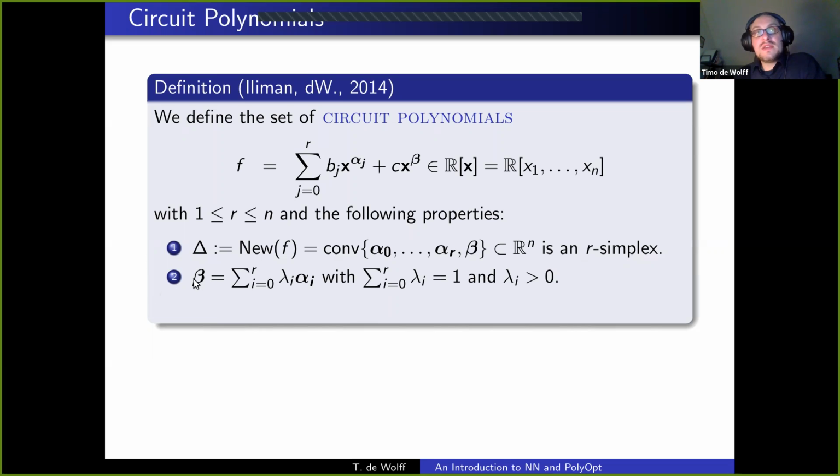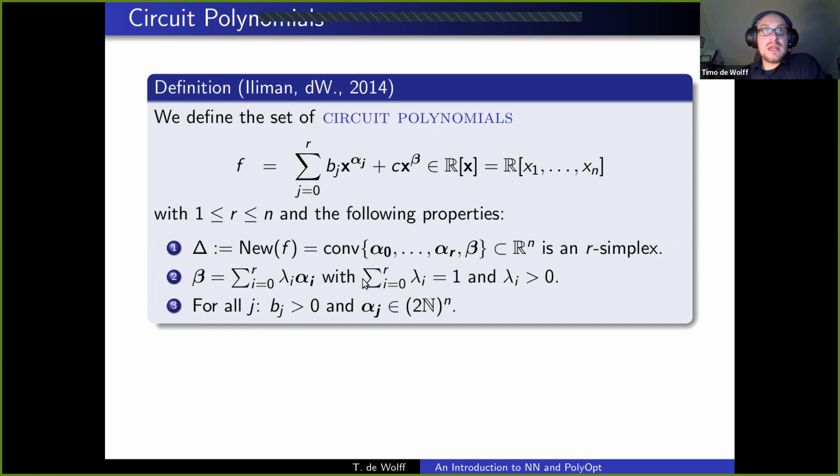So what I'm saying here is, if I express beta in barycentric coordinates with respect to the vertices alpha i, then this should be a convex combination, really, and all the coefficients should be strictly positive. Why am I imposing this second condition? Essentially because every other case can be restricted to this one. So it's not really complicating things. It's just the only interesting case.